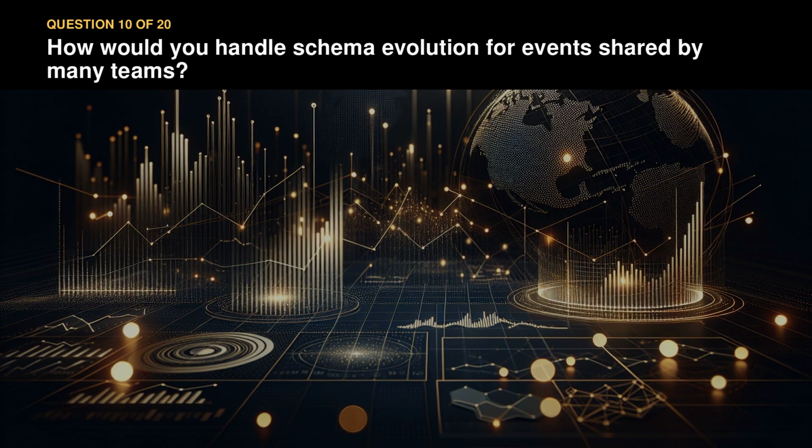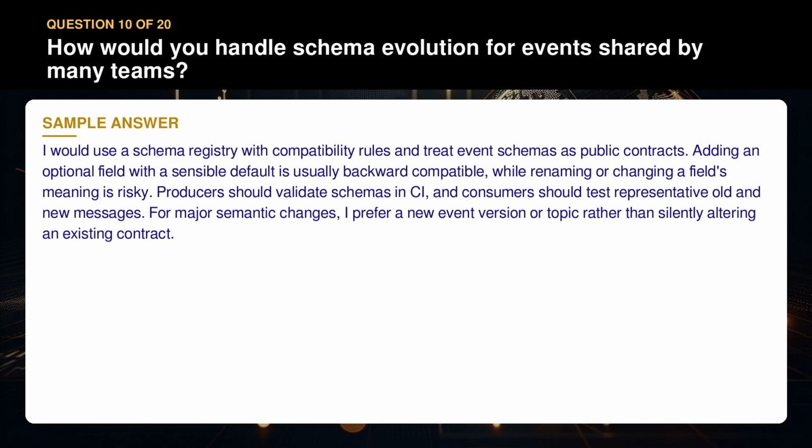Question 10. How would you handle schema evolution for events shared by many teams? I would use a schema registry with compatibility rules and treat event schemas as public contracts. Adding an optional field with a sensible default is usually backward compatible, while renaming or changing a field's meaning is risky. Producers should validate schemas in CI, and consumers should test representative old and new messages.